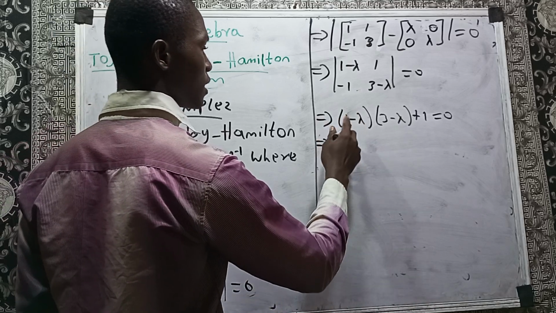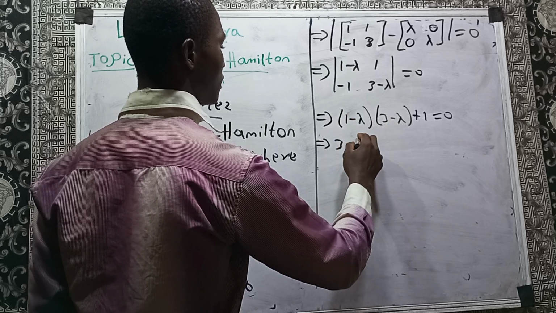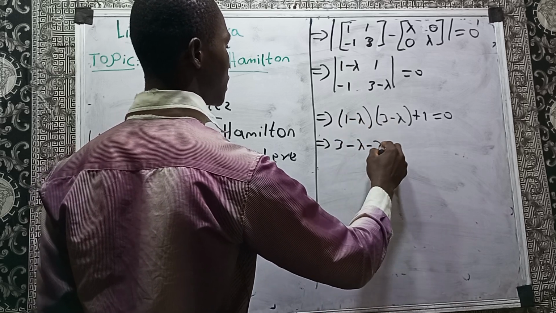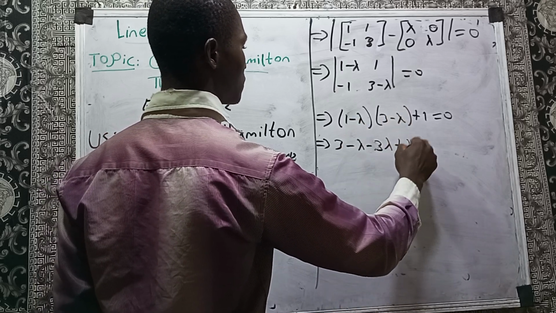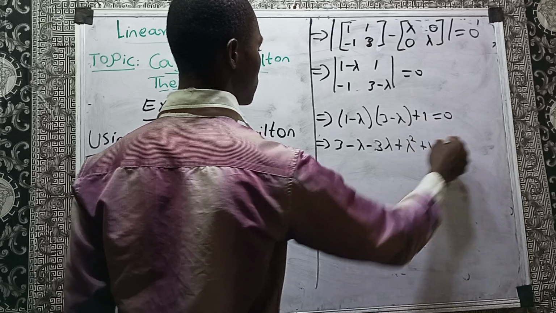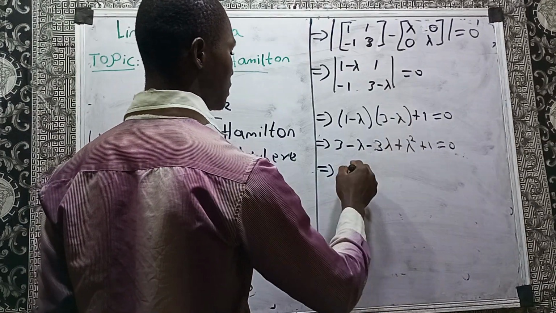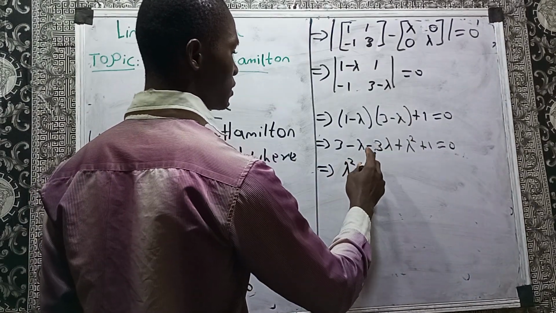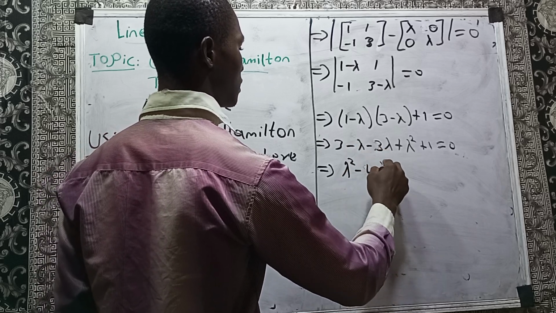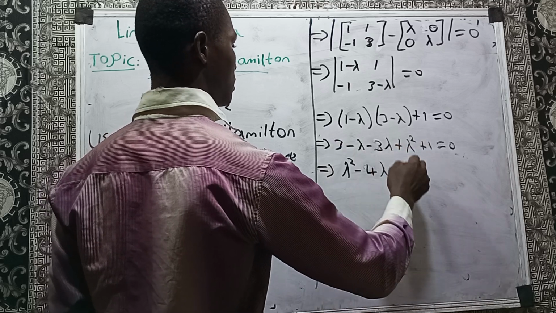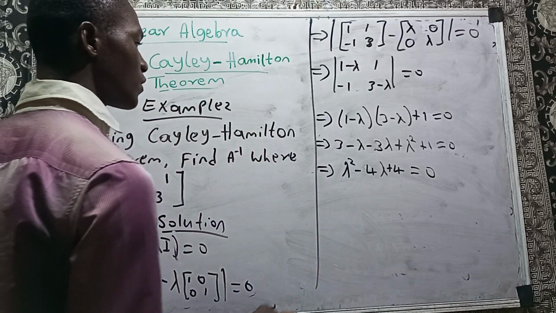So this implies, let's open the bracket. 1 multiplied by 3, 3. 1 multiplied by negative lambda, negative lambda. Negative lambda multiplied by 3, negative 3 lambda. Negative lambda multiplied by negative lambda, positive lambda squared, plus 1 equals 0. So this implies, let's write the lambda with the highest degree, that's lambda squared. Then negative lambda, negative 3 lambda, negative 4 lambda. Then let's write the constant, 3 plus 1 is 4, positive 4, equals 0. So this is what we have.